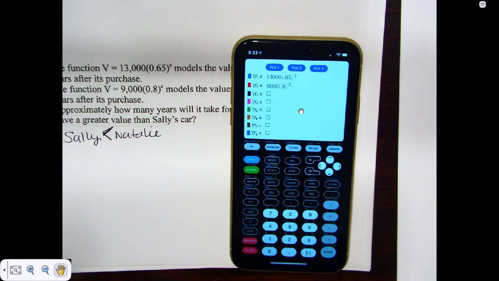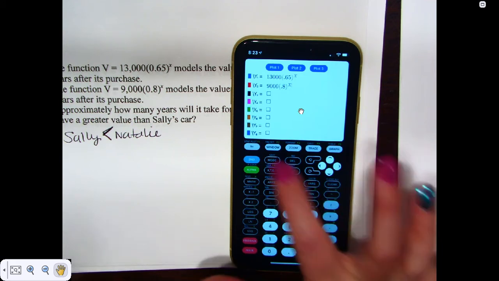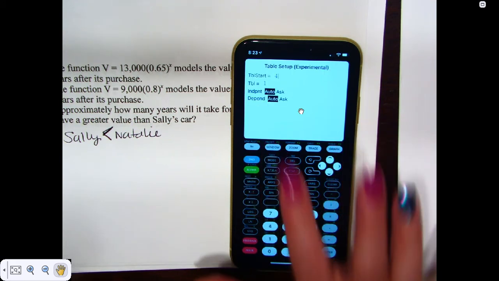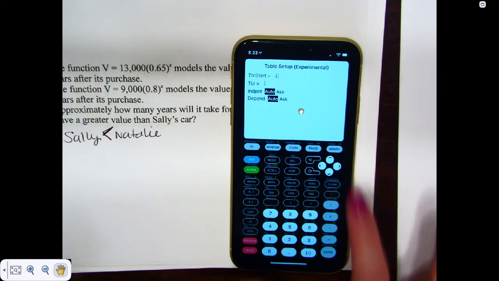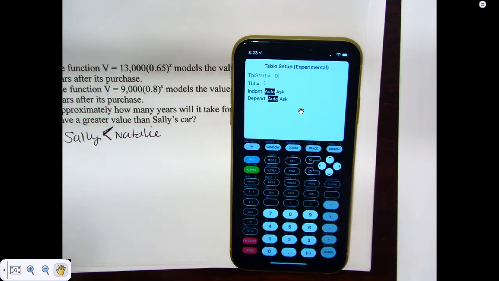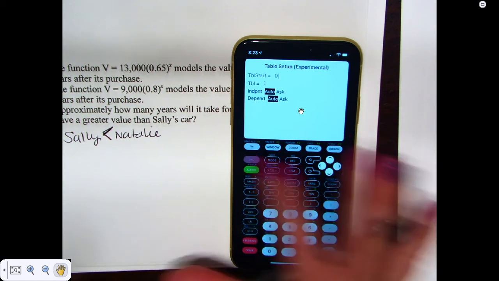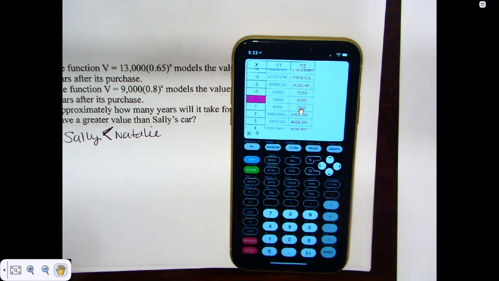Okay, so now that I have them both entered into Y equals, I need to look at my table. I'm going to start by hitting second and window, which takes me to my table start. I want my table to always start at 0. Yours would probably say that if you haven't been changing anything. I was doing something for my other class before I started this, so that's why mine was different. Then I'm going to hit second graph, which is going to take me to my table.